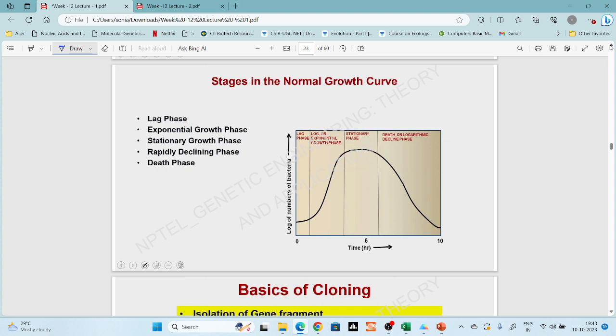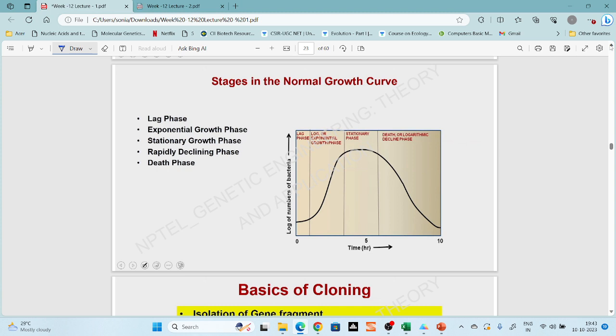Because certain products are produced during certain growth stages. Like antibiotics and others, such products are usually made during the stationary phase. Yeah, right. So for example, secondary metabolites are produced during stationary phases. So you have to understand.